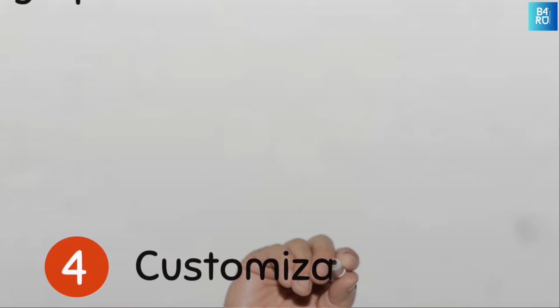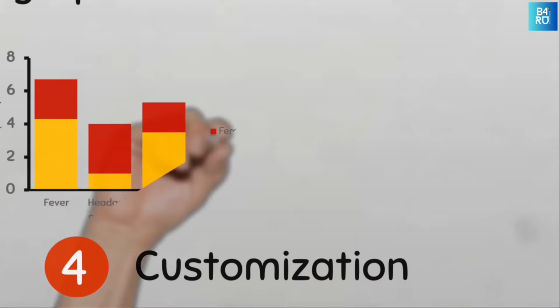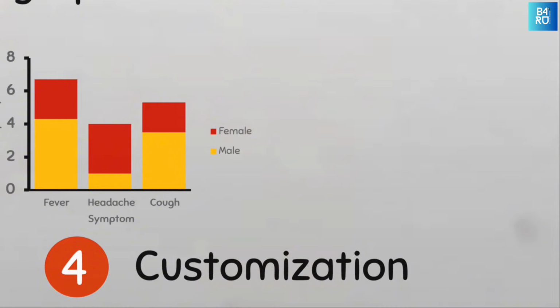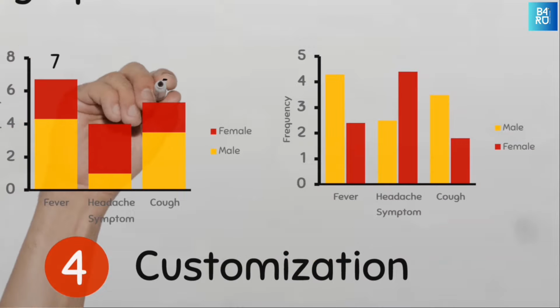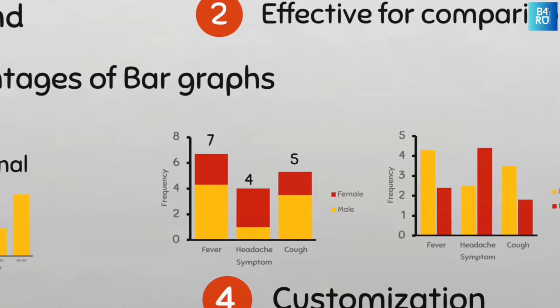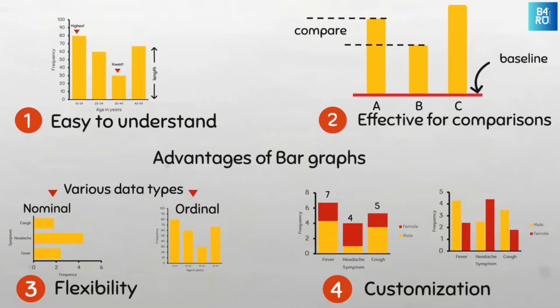And lastly, customization. Bar charts are easily customized to enhance clarity and visual appeal. You can use different colors for each category, add labels, incorporate data values on top of the bars for a more informative presentation. So these are the advantages of a bar chart as a tool for data visualization. It is easy to understand, it is effective for making comparisons, it is flexible, and it can be easily customized.